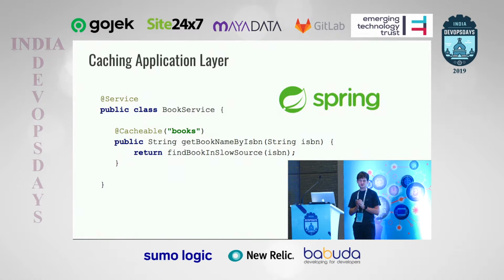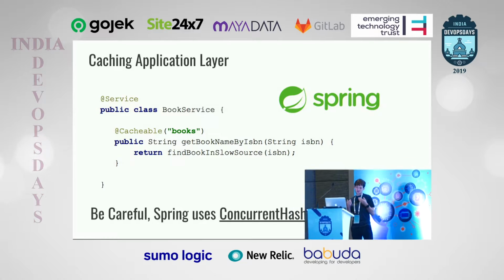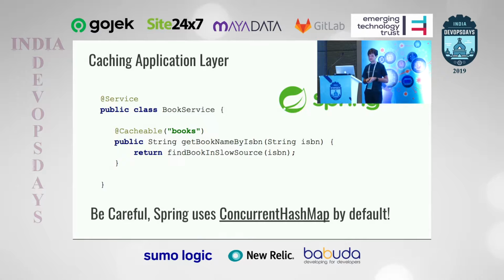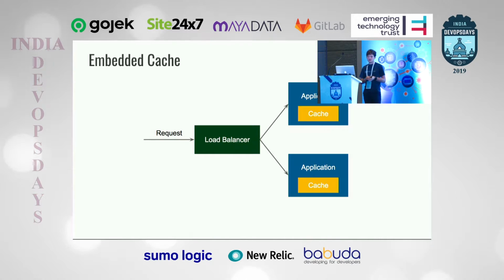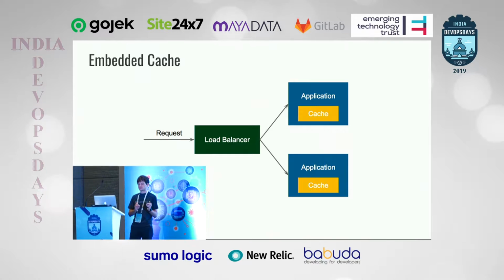But be careful, because Spring uses ConcurrentHashMap by default. So way better is to define your own cache manager and use, for example, Guava. So you get the idea, like embedded cache is just a library inside your application.